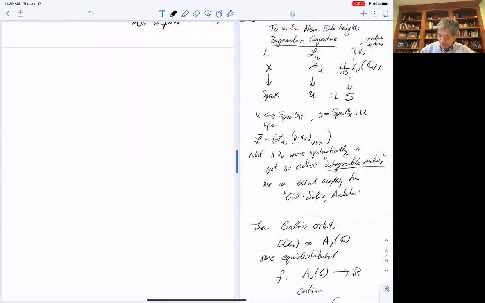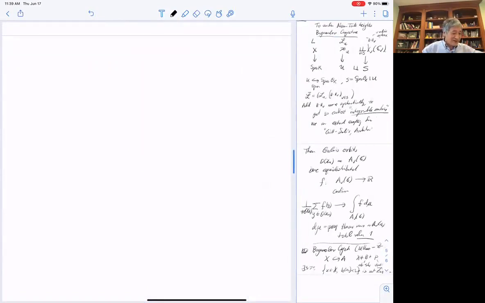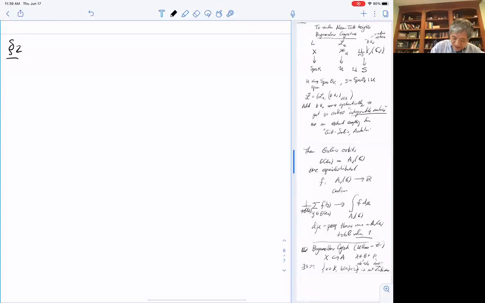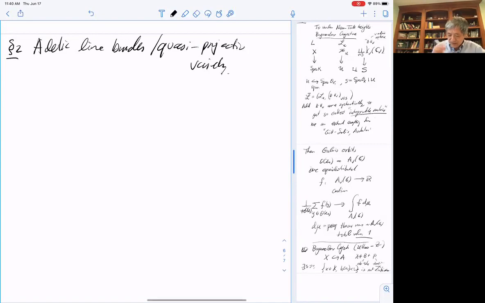Okay, good. This first part took most of my time, so I go to the second part and the third part. Actually, it's much easier. Part two is adelic line bundles. We have a quasi-projective variety. The idea is the same. It starts with X over, let's do the simplest thing, Spec K. It's a quasi-projective variety. Then I want to find adelic line bundles.